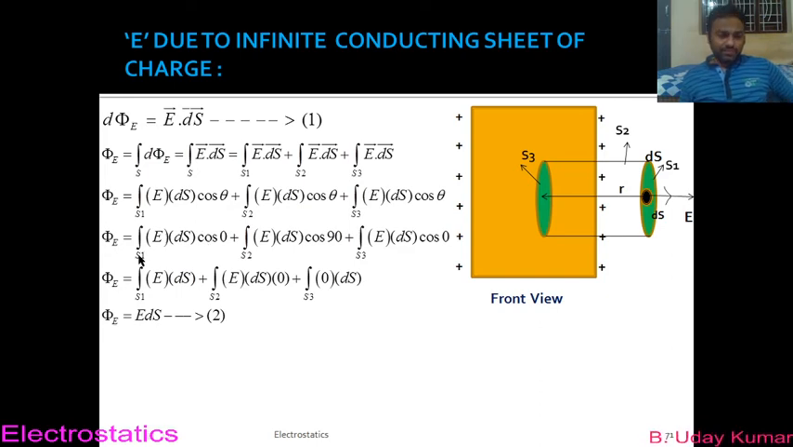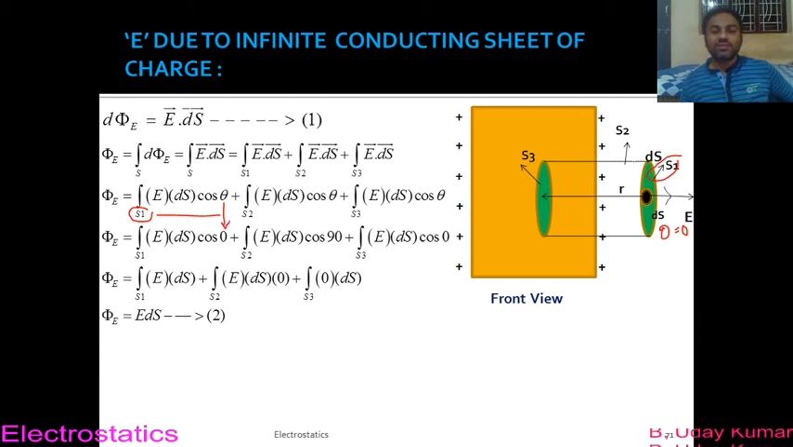Now this is the first point you need to understand here. This is E ds cos theta with respect to S1, right? So now come to S1. This is surface S1. At S1, the directions of E and ds are the same, and hence theta will be 0 here. The angle between E and ds will be 0, and hence in place of theta we have written 0 here.